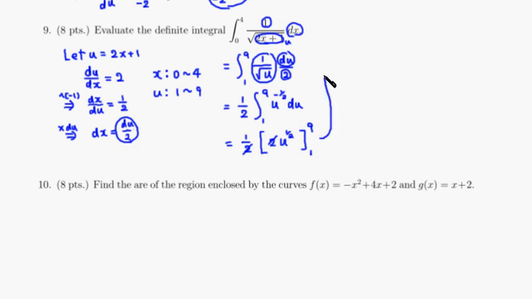So you can clean it up a little further. If you want, you can write u to the 1/2 as the square root of u. Then it goes from 1 to 9. So plug in 9, so you have the square root of 9, minus, plug in the bottom number, the square root of 1, which is 1. So it's 3 minus 1, which is 2. So this is the answer for part A, problem number 9. All right, that's it. I hope that this was clear.